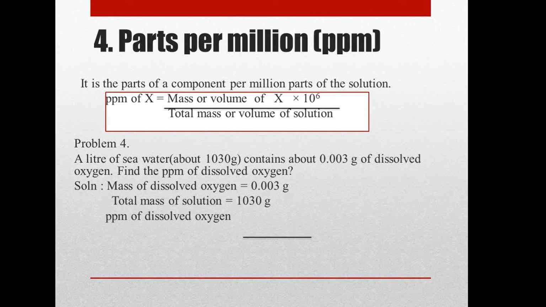So the parts per million of dissolved oxygen will be 0.003 gram, that is the mass of the component, divided by the total mass of the solution, 1030 gram, into 10 to the power 6. The gram gets cancelled out, so you will get finally 2.91 ppm. So 2.91 ppm of dissolved oxygen is present in 1030 gram of seawater.